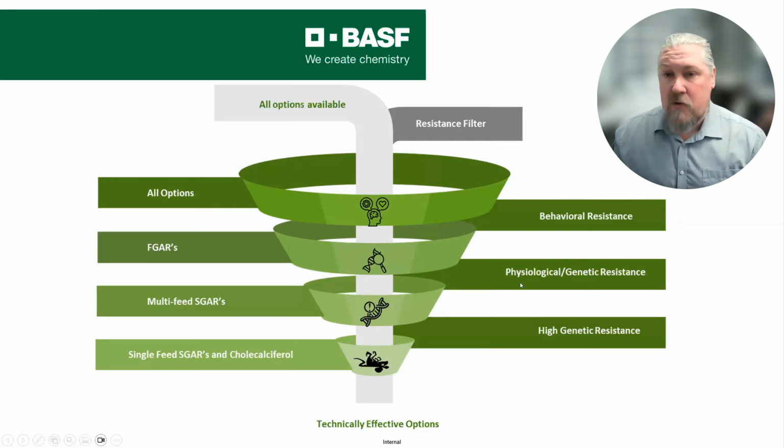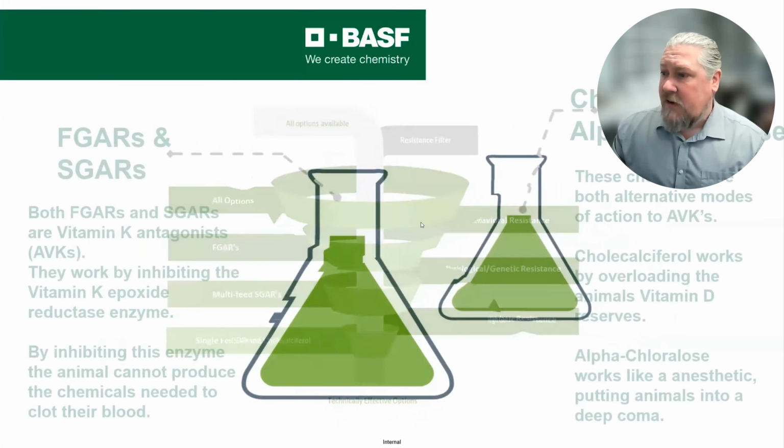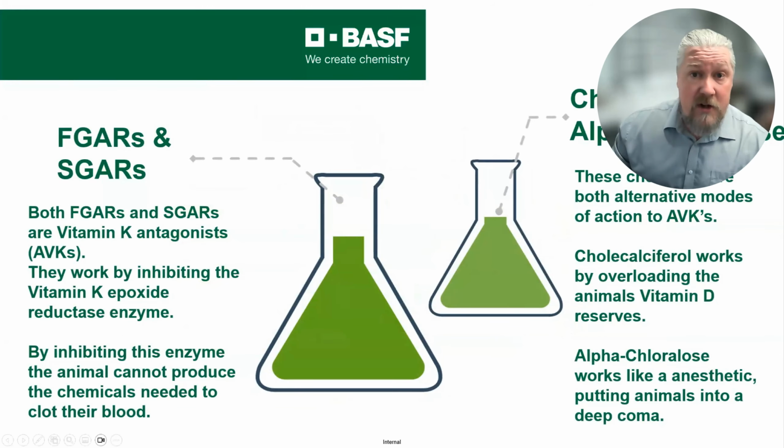You then have physiological or the minor genetic resistances. With that, they tend to filter out a lot of, when we had FGARs, they would have been FGARs. But additionally, in some areas, difenacoum is less effective than bromadiolone. You either need to swap from A to B or move up to escalate through to the single feeds and the cholecalciferols in order to achieve the same controls. So your resistance filter basically filters out the control options that you have available to you based on the physiology of that animal. Now, just a really quick recap for those who are new here.